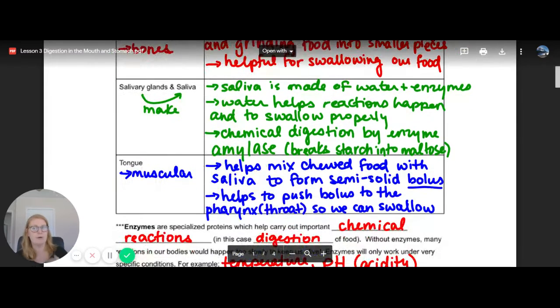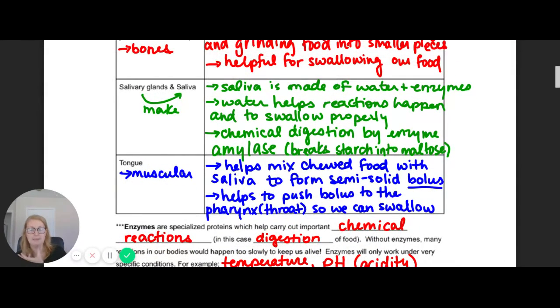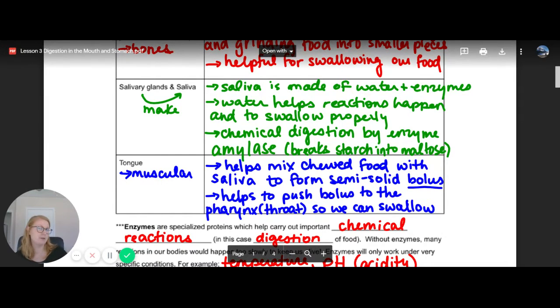In our mouth also, at the bottom, we have salivary glands, and their job is to make saliva. Saliva is not just water. You might notice that it's a bit thicker than water actually. It's composed actually of water as well as enzymes. And the water being in there actually helps reactions to happen, but it also helps us for the same reason to sort of lubricate our food and helps us to swallow it once we've started to chew it.